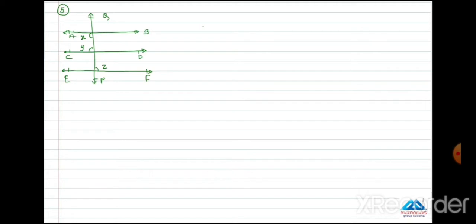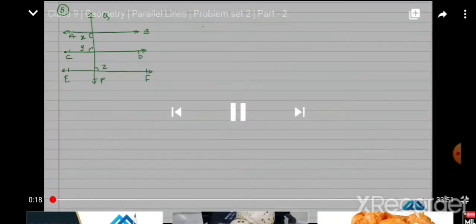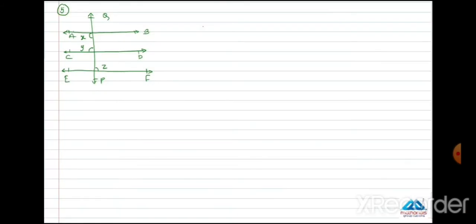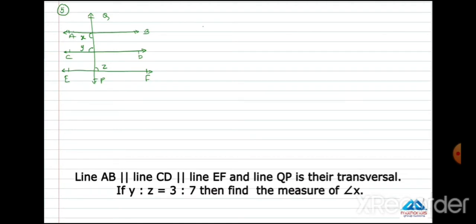So, on your screen, the figure for main question number 5 is there. In this figure, three parallel lines are there, AB, CD and EF, and PQ is a transversal. So with the help of this figure we will solve our question. First I'll read the question.